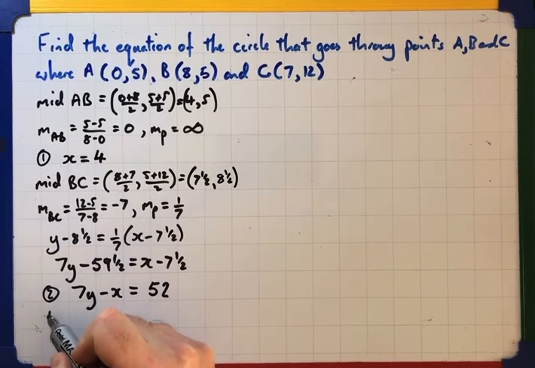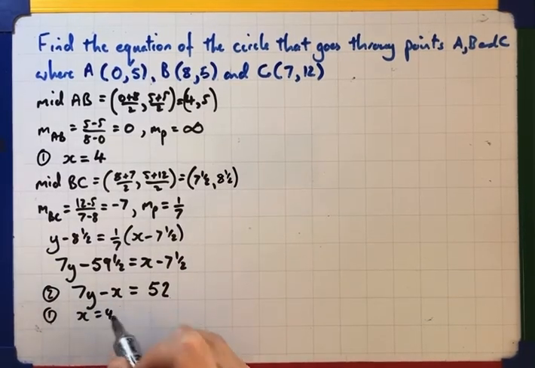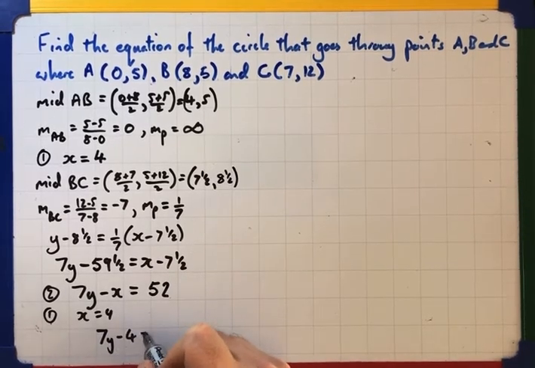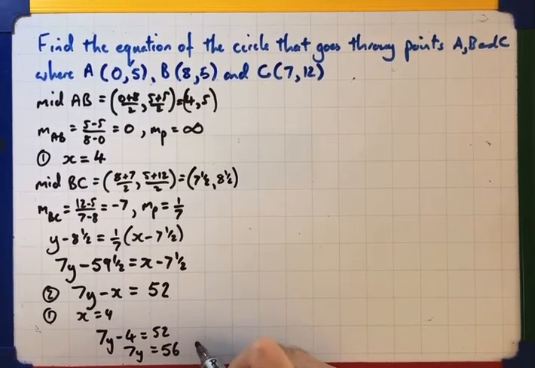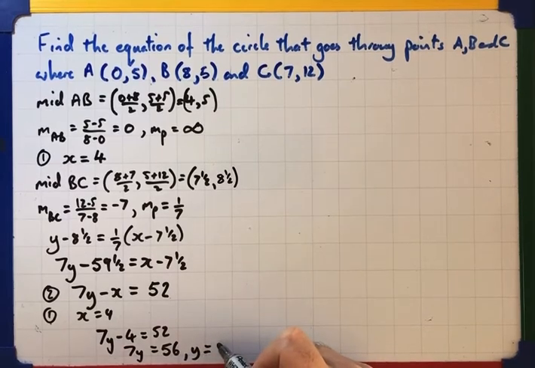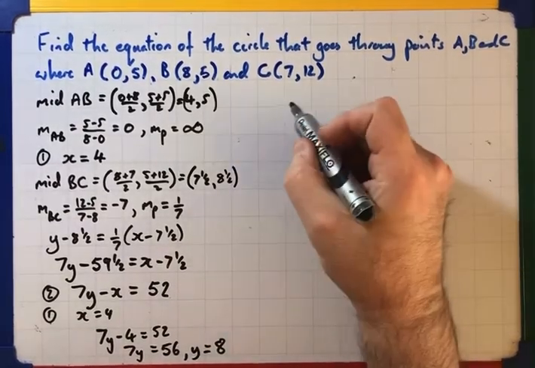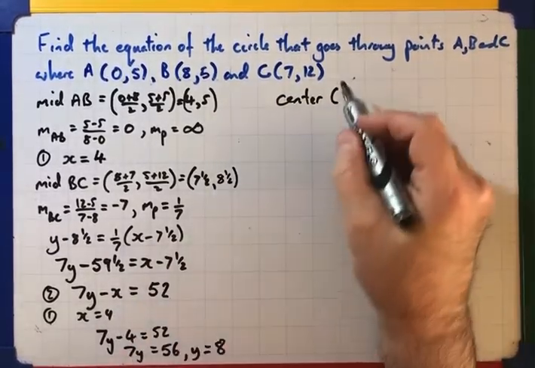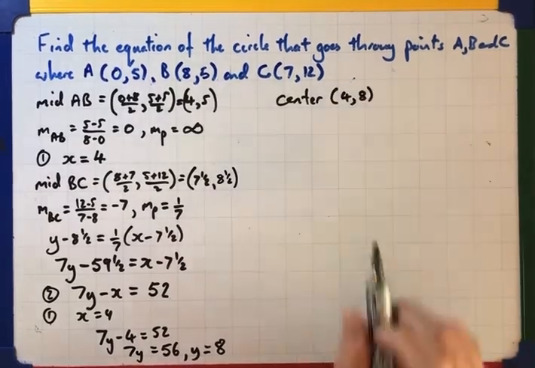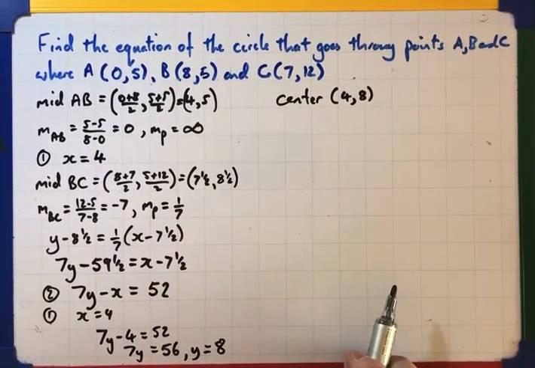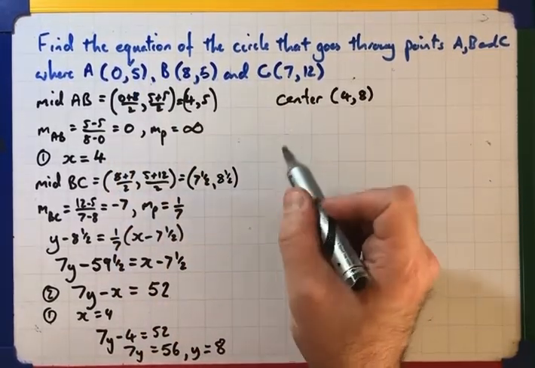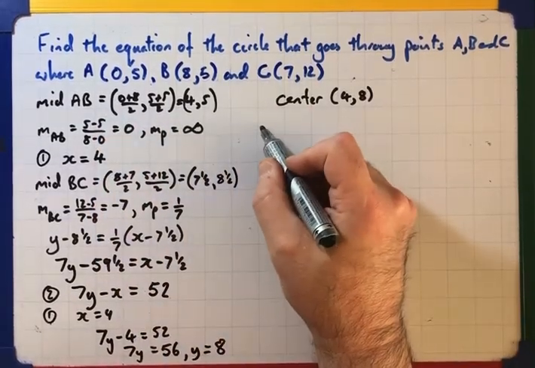But if we look at the first one, it's a nice one, because x equals 4. So if I plug 4 into there, I've got 7y minus 4 equals 52. So 7y equals 56. So we've got y equals 8. So we now have the centre being (4, 8). Okay, so I've got my centre. The next thing I need is to work out the distance from the centre to any one of these points. So let's do it from A to the centre.